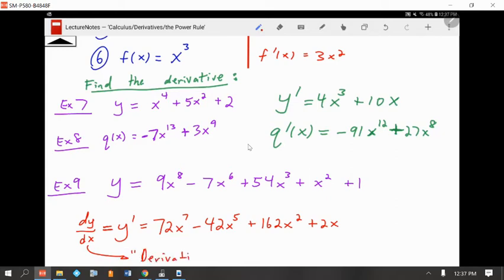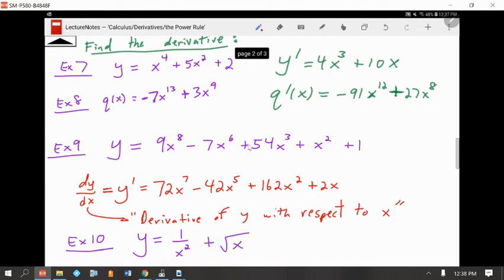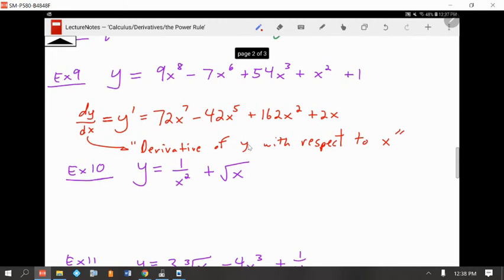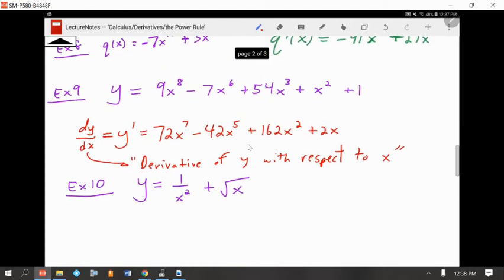Derivative of y with respect to x. Man, it doesn't write very well when you're near the bottom, or I just don't write very well, period. Derivative of y with respect to x. And I have to show you that because you'll see this notation creep up a lot. Okay. Problem 10. I thought I wrote it again, but I guess it's coming later.